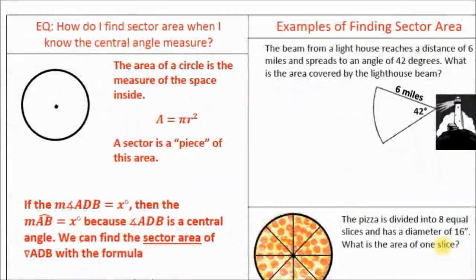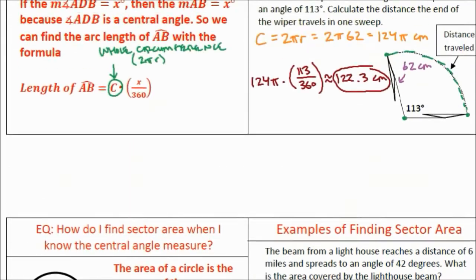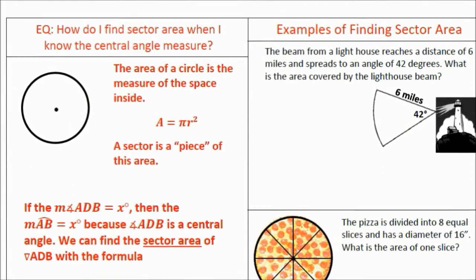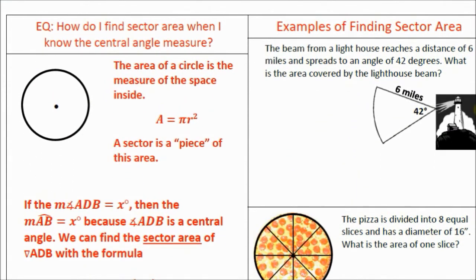This video is going to cover the bottom flap of section number 5 of your Unit 11 flipbook. Top flap we just did pretty recently, and that is how to find the length of an arc. This video is going to cover how to find the sector area when I know the central angle measure. So how do I find sector area when I know the central angle measure?